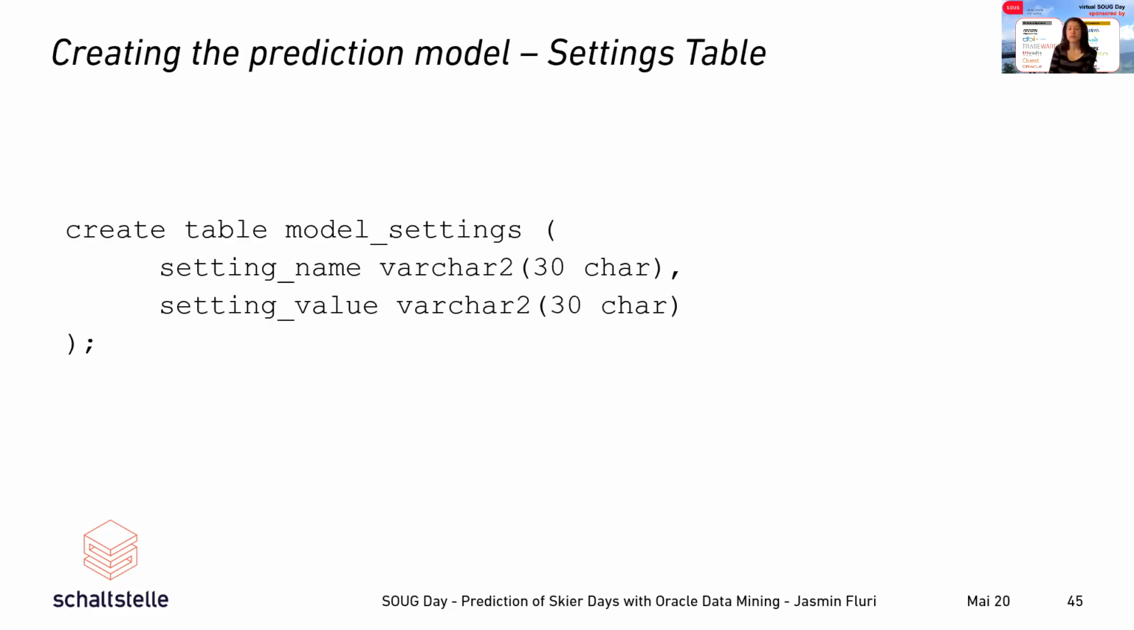Now, first, we need to create a settings table because our training data we already have. And this is an Oracle-specific thing: the model just needs this settings table for the creation. It defines the settings in your model that deviate from the default, and it defines which algorithm you want to apply to your model. So the settings table looks like this. There's a setting name and a setting value that you have to define for each model setting that you have.